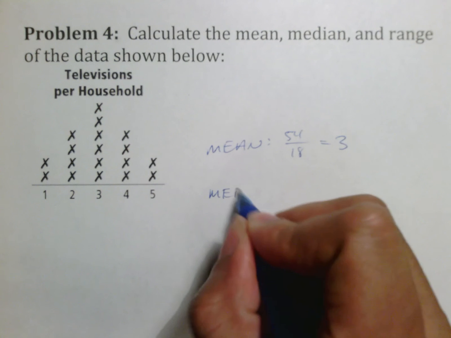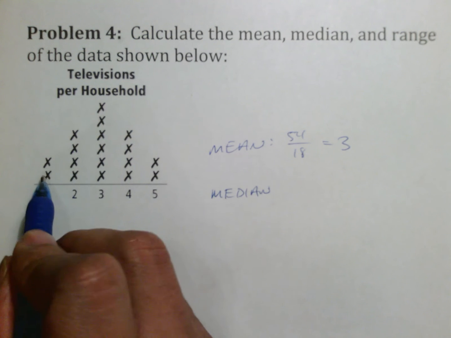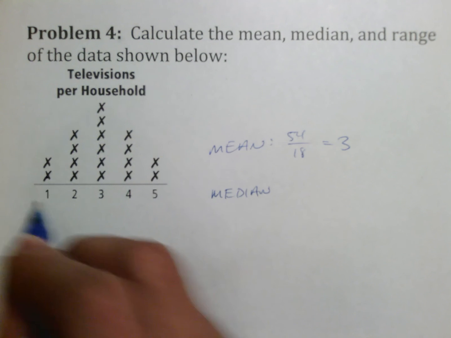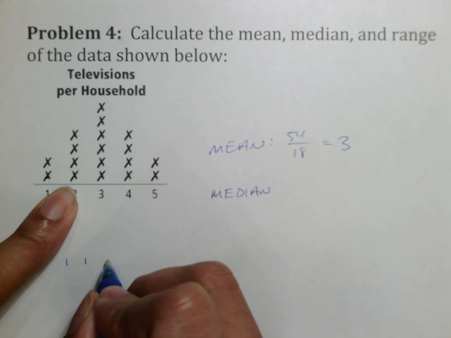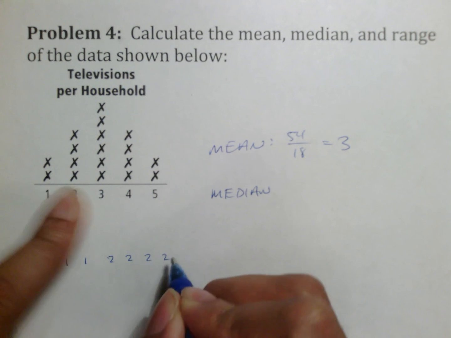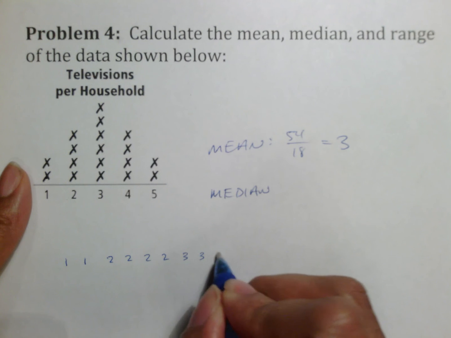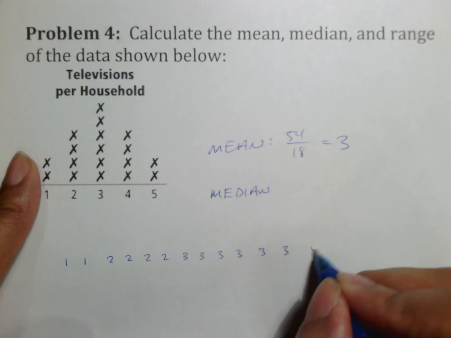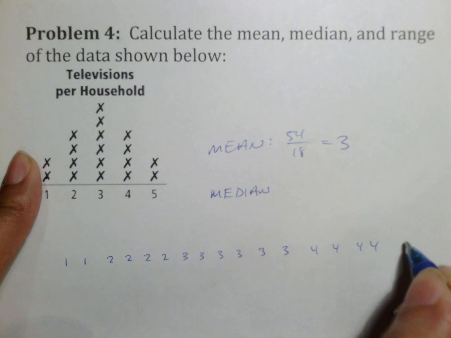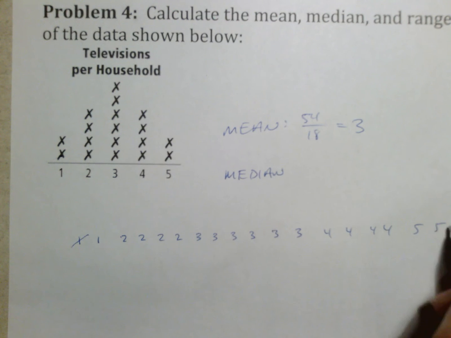Median shouldn't be that bad either. If you're skilled enough, you can go ahead and match front to back, but here's what I would do if you really like to see the numbers. Again, this is already in order: 1, 1, 2, 2, 2, 2, then 3 sixes, 1, 2, 3, 4, 5, 6, 4 fours, 2 fives.